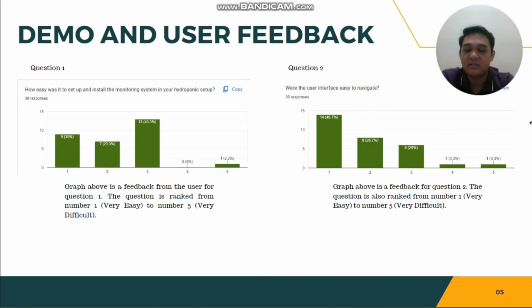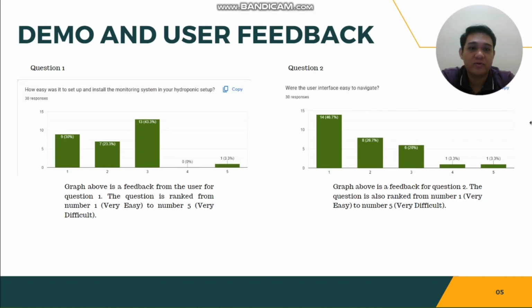As we can see, the majority of users voted for number 3, which is not too easy and not too difficult. Nine users answered number 1, and only 1 user answered number 5, which is very difficult. The next question is, is the user interface easy to navigate?